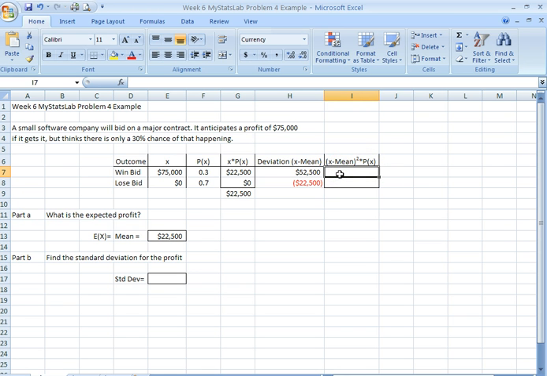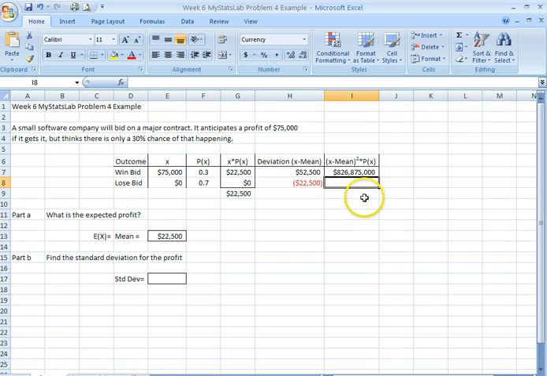So we'll carry on here, equals our x minus the mean. Now we need to square it. How are we going to do that? Well, we'll let Excel do it for us. So if we go to our keyboard and hit Shift and the 6 button, we'll get our little up arrow, put in a 2, and that's going to square that number. Now we multiply that by the probability of x, which we already have here. Enter.